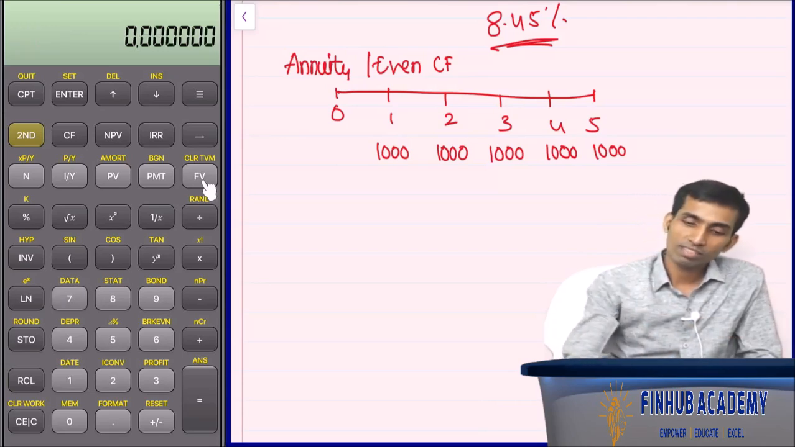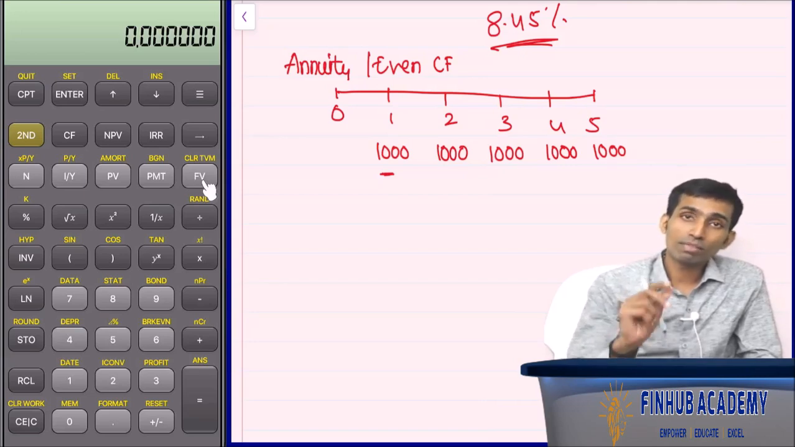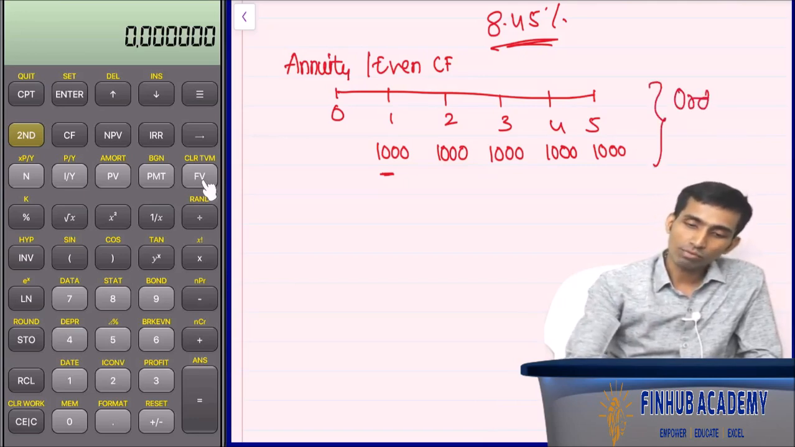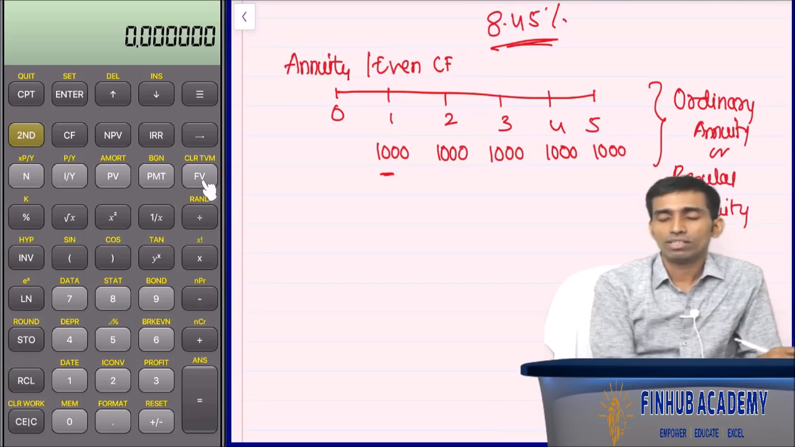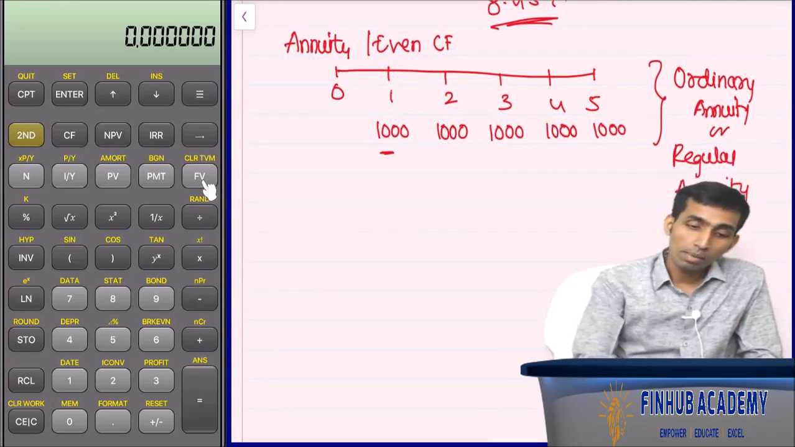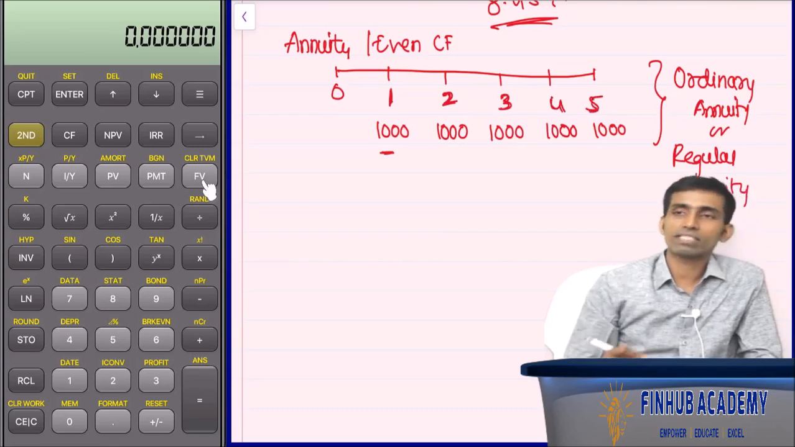So see the annuity which starts from 1 now. When we do the TVM chapter, two types of annuities will come. This is called ordinary annuity, or regular annuity. Ordinary or regular annuity is this, where the payment starts after 1 year, from the end of the first year.